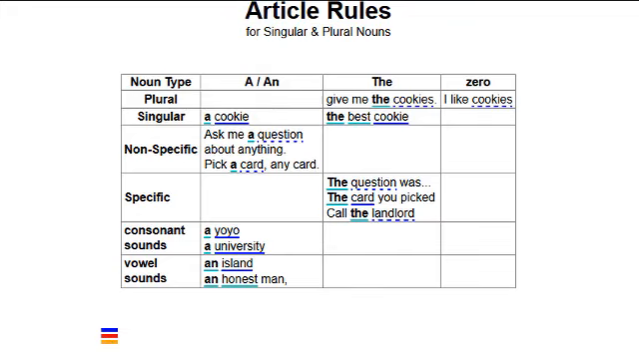The three articles are a, an, and the. The zero article means no article is used. Common nouns in the plural form can take the zero article or the. Examples are, "I like cookies," and "Give me the cookies." The is always used for specific things. When a thing is specific or specified, the listener is expected to be able to identify it from similar things.